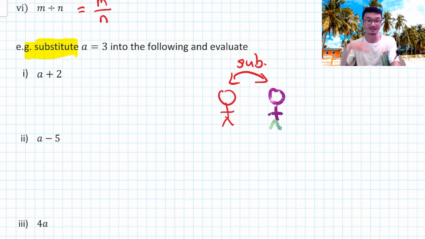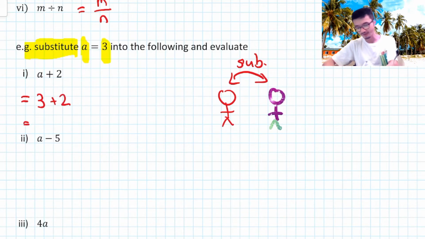And the same thing happens actually in mathematics. So if I have a plus 2 and I want to do a substitution, I want to substitute a equals 3 into the following and evaluate. What I want to do here is I see that I have got a in the expression and I'm replacing that with 3. That's all I'm doing. So if I go back to this expression, I'm replacing a with 3 and I get 3 plus 2. And this word evaluate here, this generally means I want a numerical answer. So my answer should be a number, and I can see that's just going to be 5. Okay, so far so good.